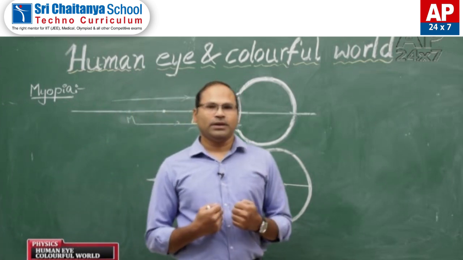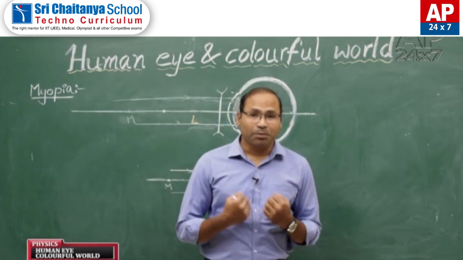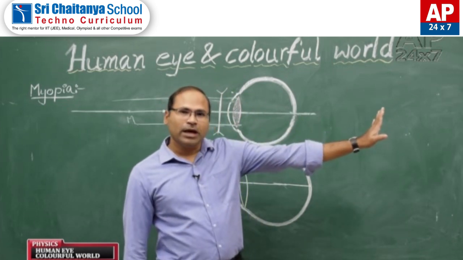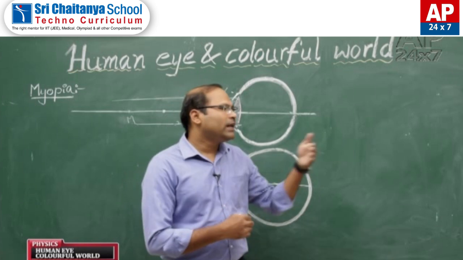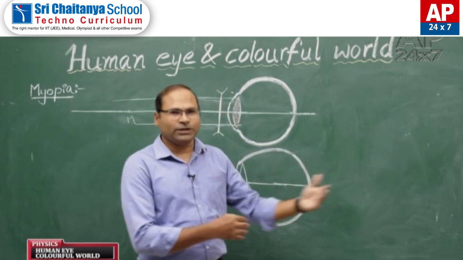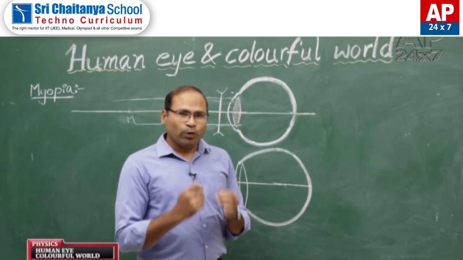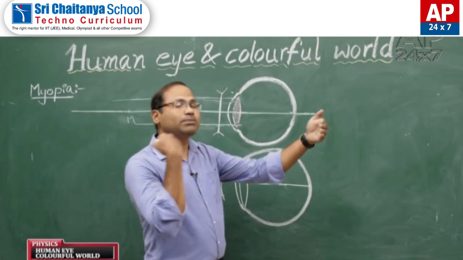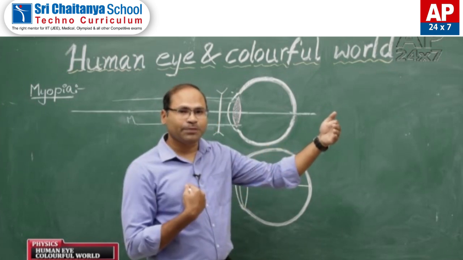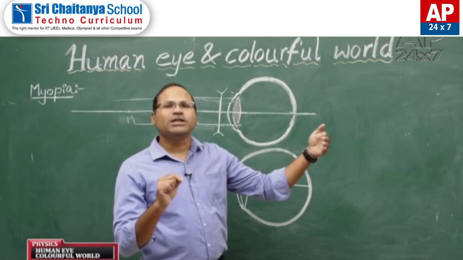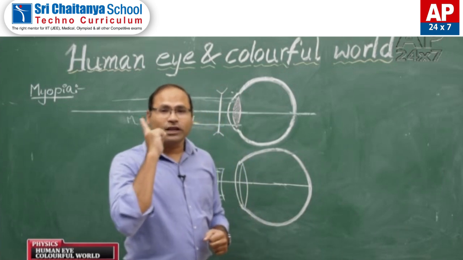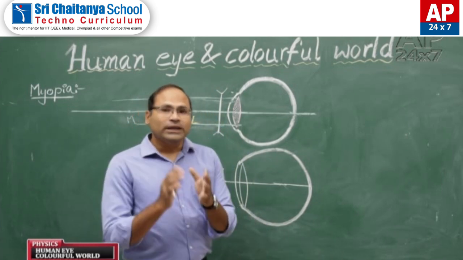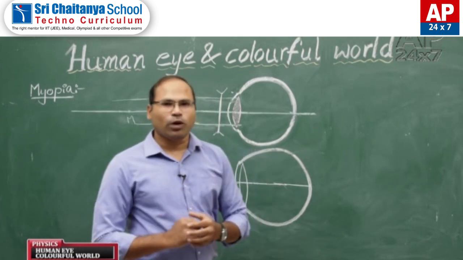Take my example. I am suffering from myopia. That means I cannot see objects at longer distances clearly, but I can see objects clearly at nearby distances. Suppose I can see only up to 50 centimeters from my eye, that means my far point is 50 centimeters. In such a case, what must be the focal length of the concave lens I should use to correct my defect? To understand that, let us do a small problem.